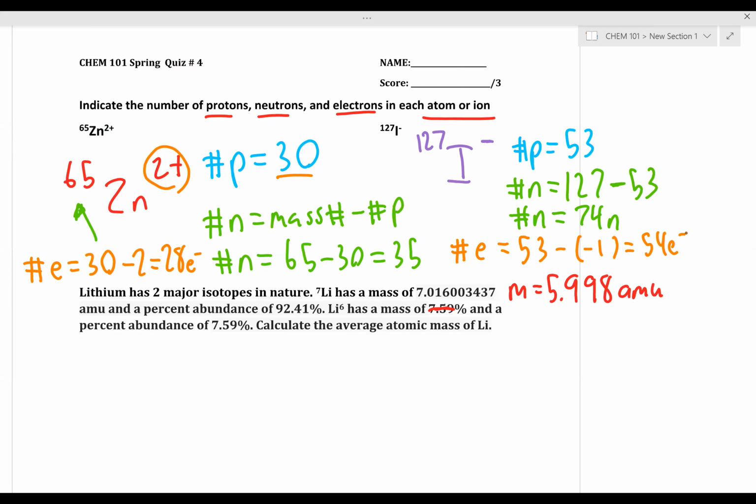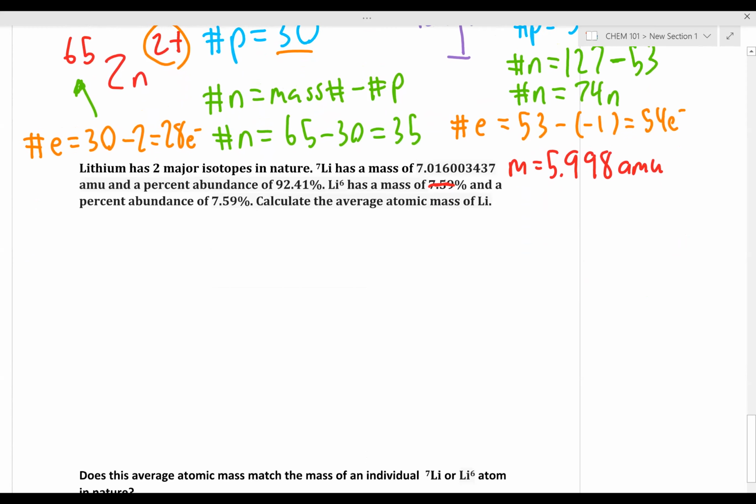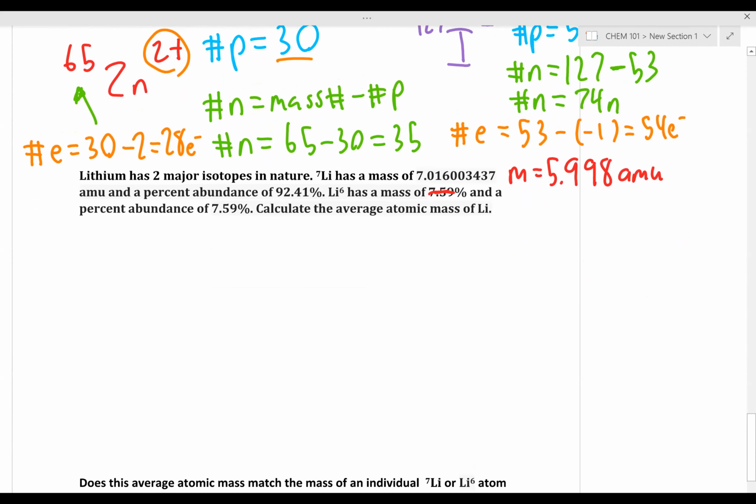Okay, now the second problem is a little more bulky. We did an example of this at the end of last lecture. So let's dissect this problem. Lithium has 2 major isotopes. Lithium 7 has a mass of 7.01600 AMU and a percent abundance of 92.41.